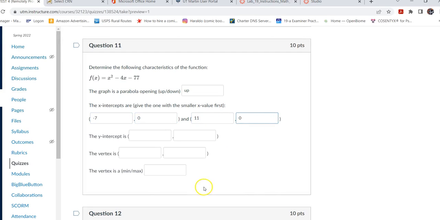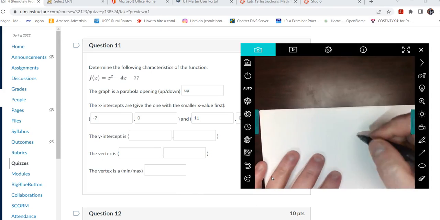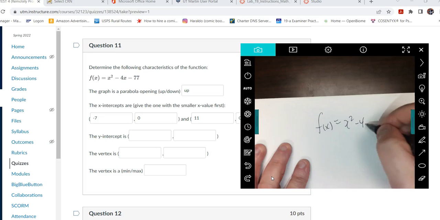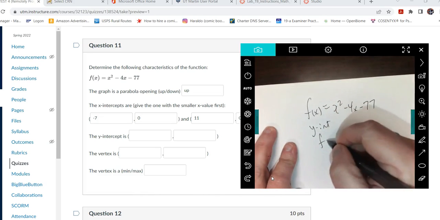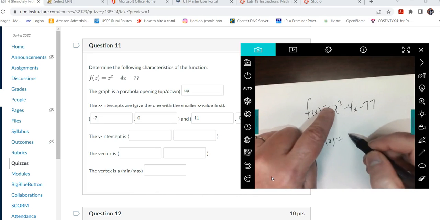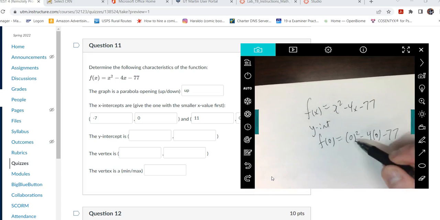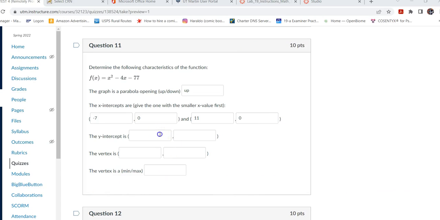Now, what is the y-intercept? Well, for the y-intercept, you evaluate f at 0. So for the y-intercept, that's found at f evaluated at 0. So everywhere there's an x, you replace it with 0. And so those are just 0. And so my y-intercept is at negative 77. And that's going to be the point 0, comma, negative 77.